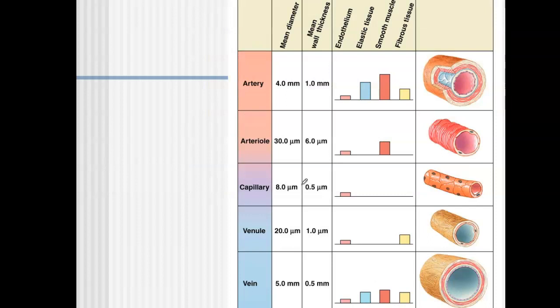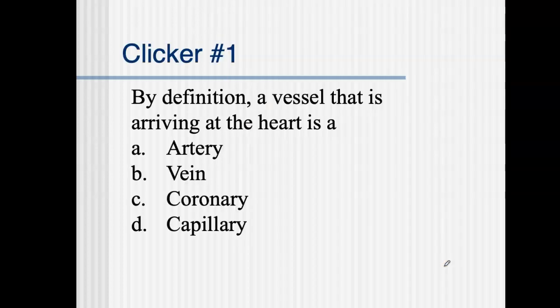This is all of them compared, right? And whereas I would never ask you what these numbers are, this is very helpful for you to see how is an artery different from a vein? How is an arteriole different from a venule? So notice these and study these.